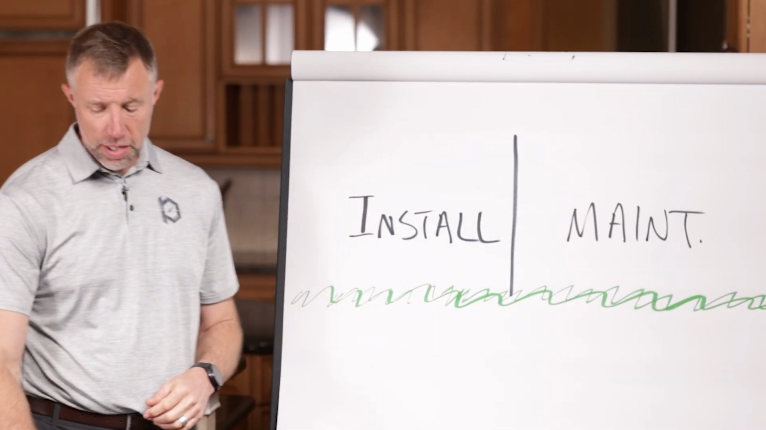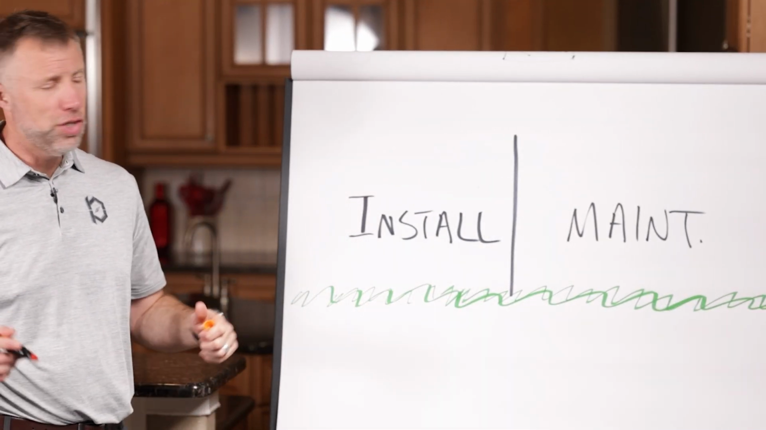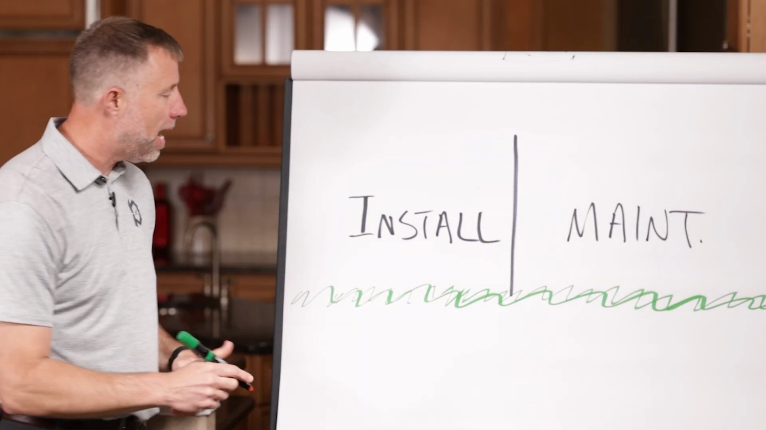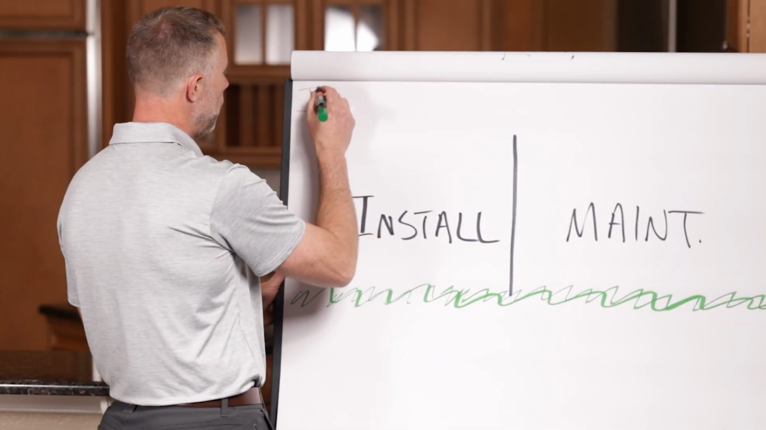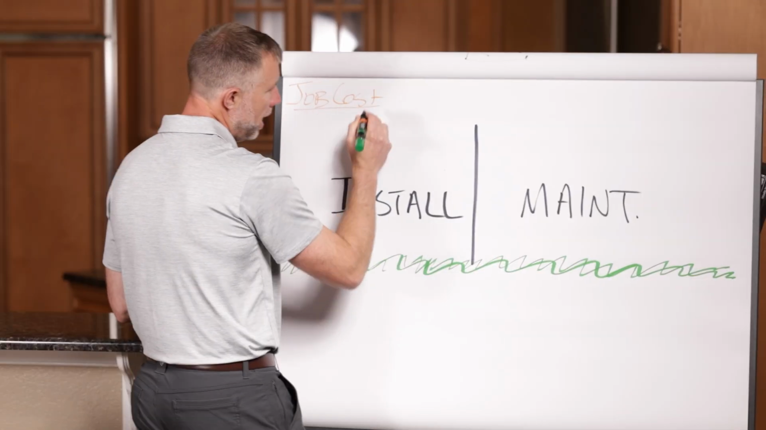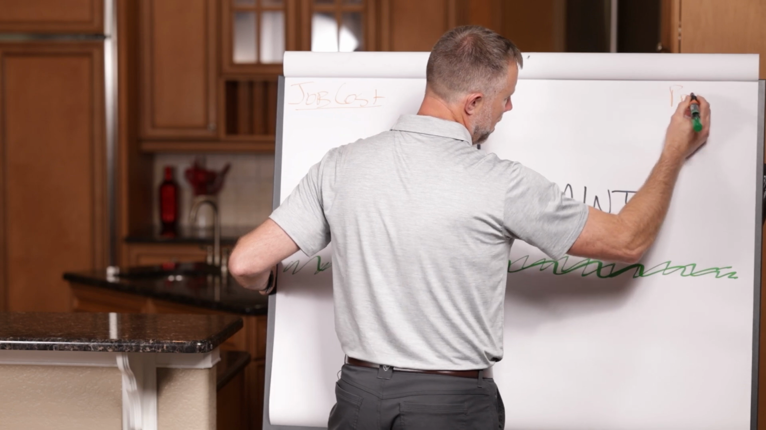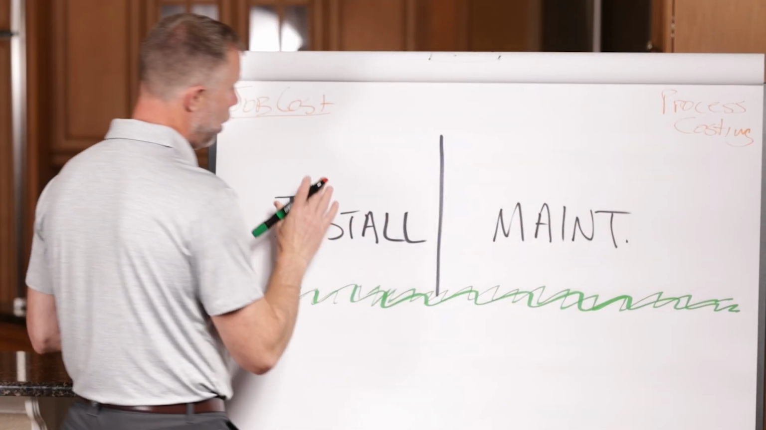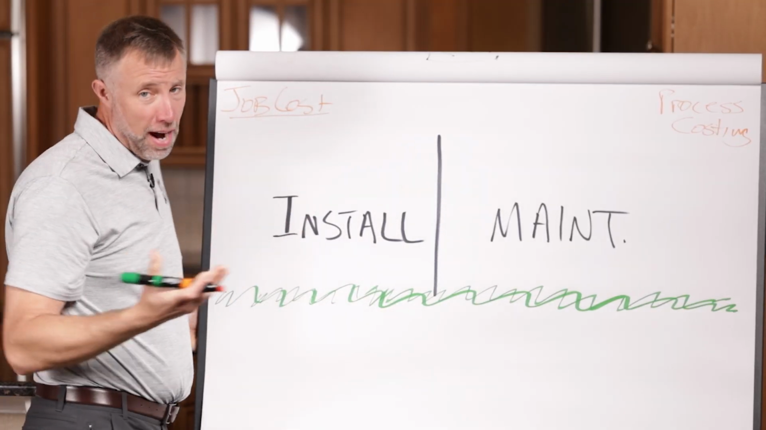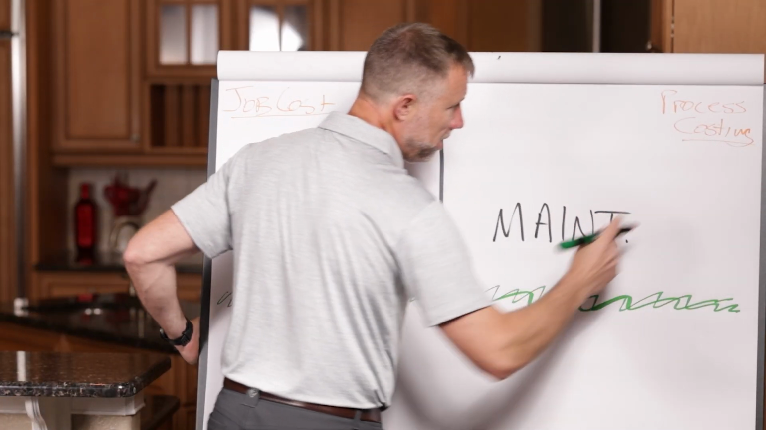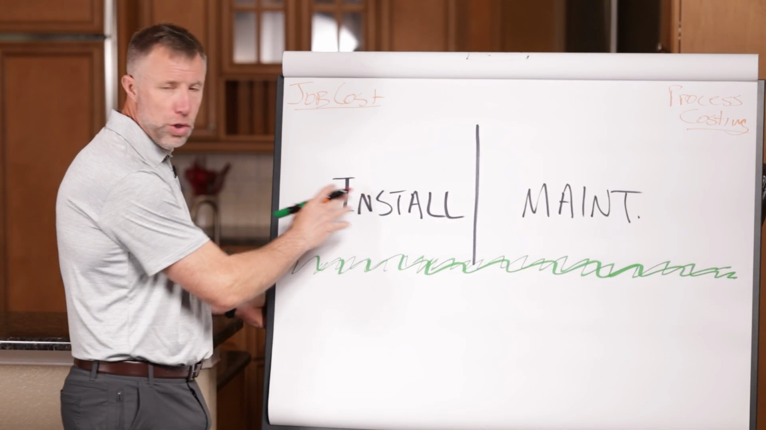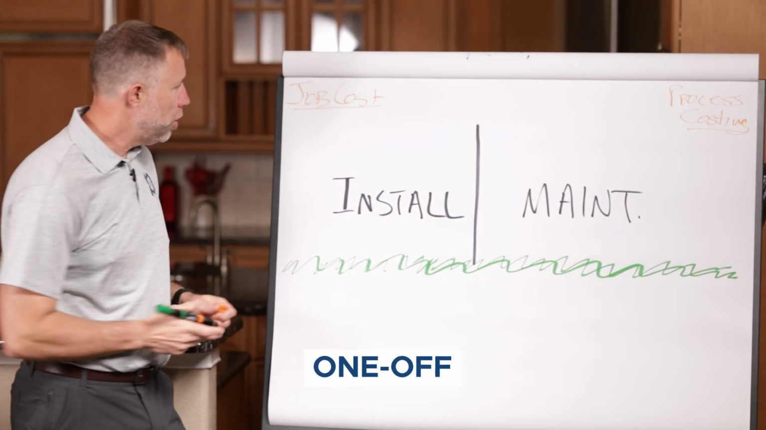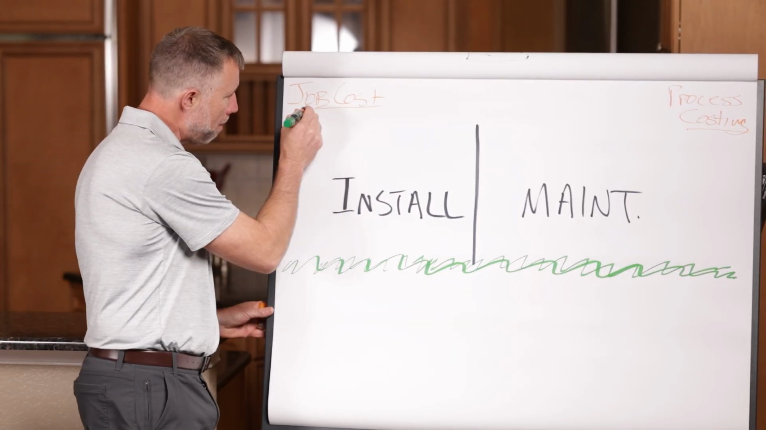So if we take these two terms, process costing and job order costing, let me tell you where these are going to bias. We're going to take this over here and call this job costing, and then on the right side, we're going to call this process costing. You think about, what's the difference? Well, I'm going to cost out the job, and over here, obviously, I'm going to cost out the process of whatever that job is. Well, when you do an install, that's more of a one-off, so you want to cost that particular job.